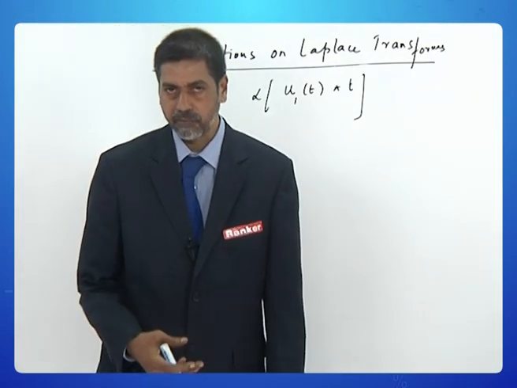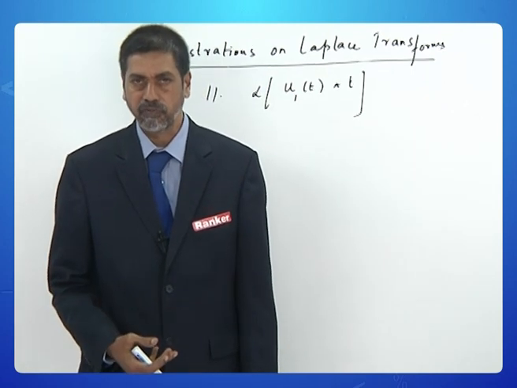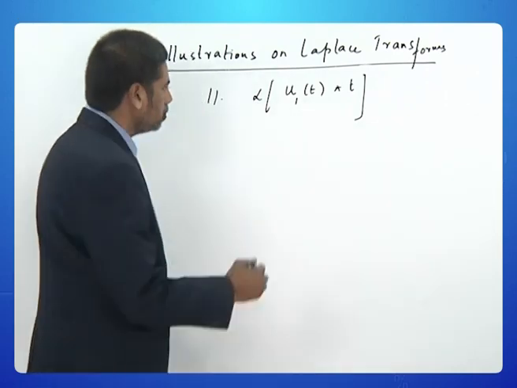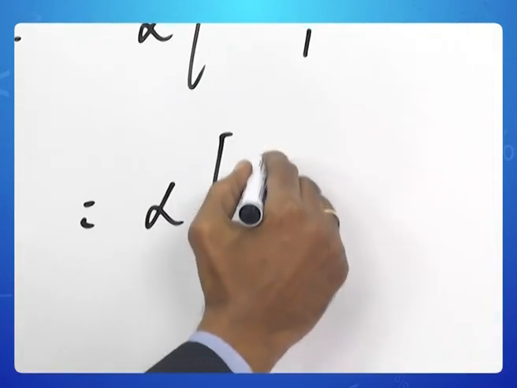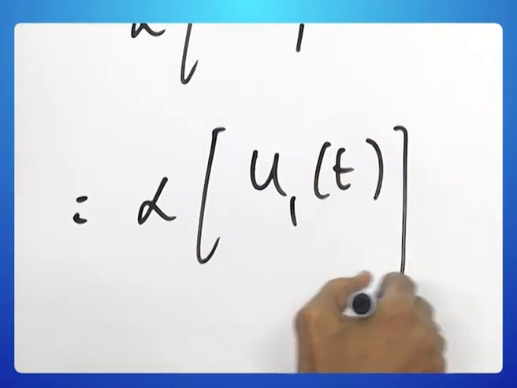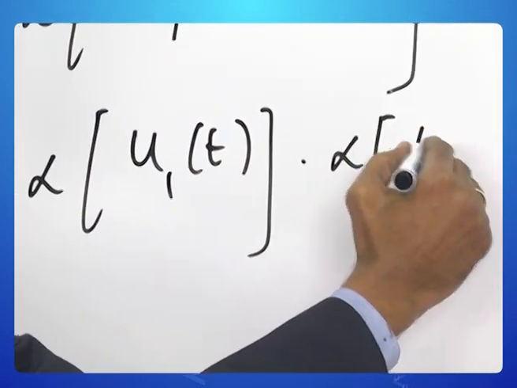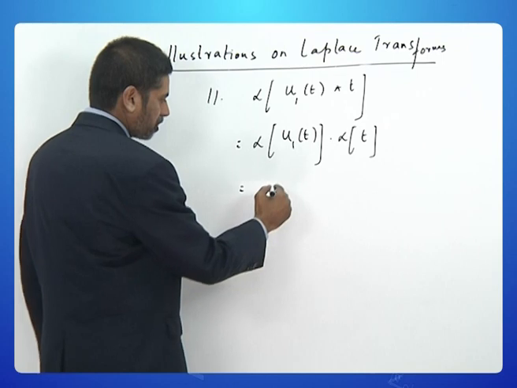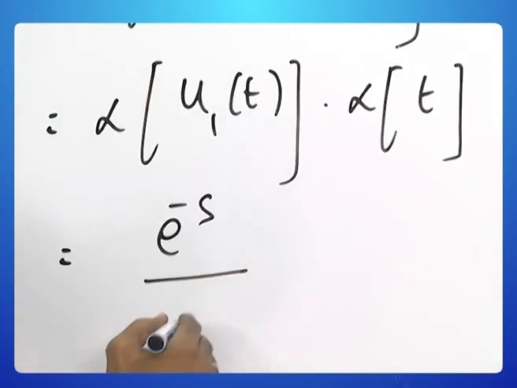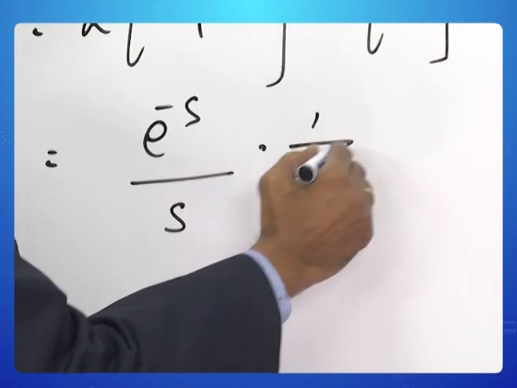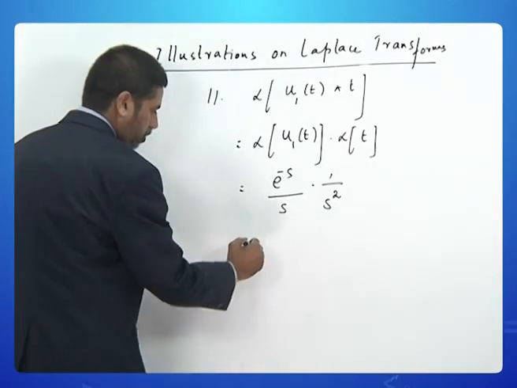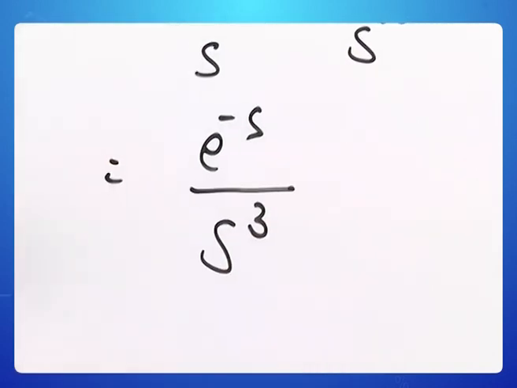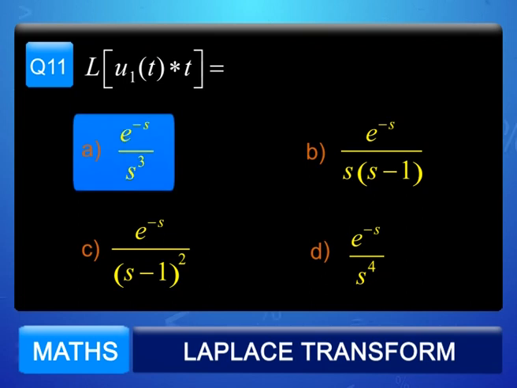Friends, please observe that I am focusing continuously on the convolution problems because this is one of the hot areas for testing. So, Laplace of u1 of t into Laplace of t. So, this is the Laplace of unit step function. So, you write e power minus s by s into 1 by s squared. So, e power minus s divided by s cube. So, the correct option for this problem is A.